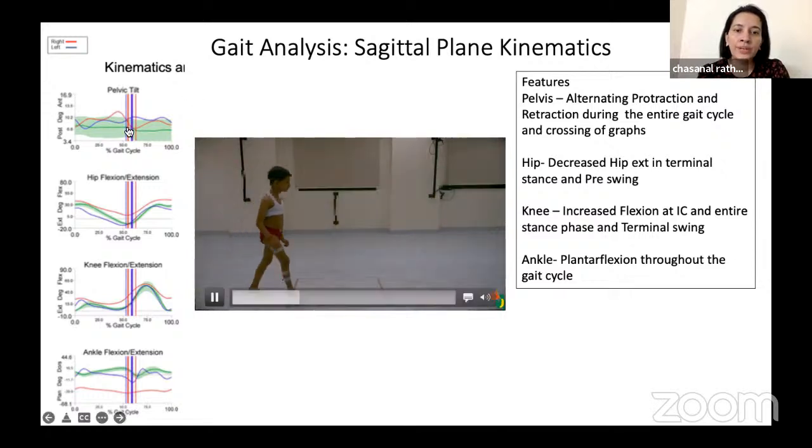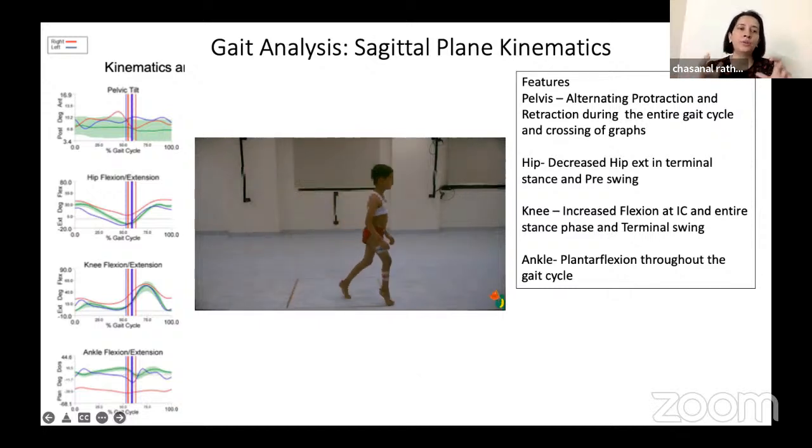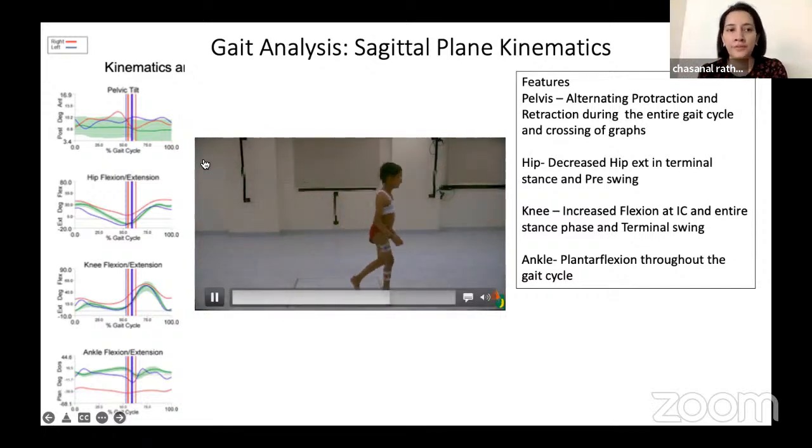So here, what do you expect with the pelvic tilt? Hemiplegics will not have a lot of anterior or posterior pelvic tilt. They will have something like this, an alternating pattern, because the right is involved more and the left is not.